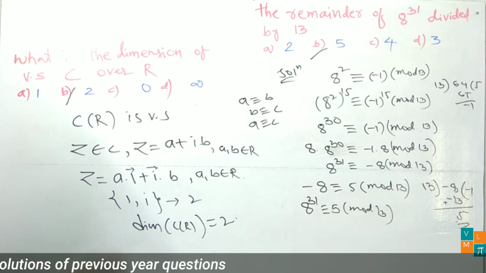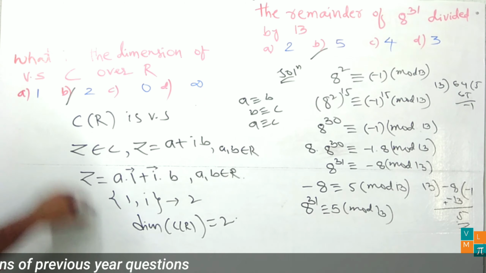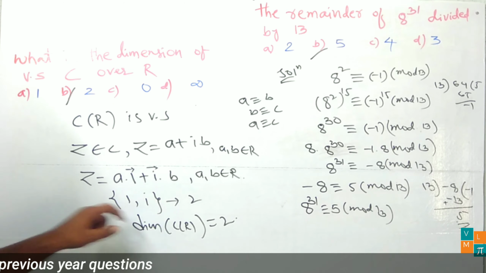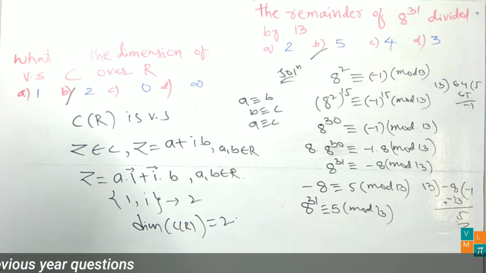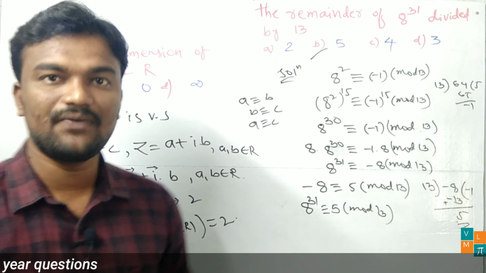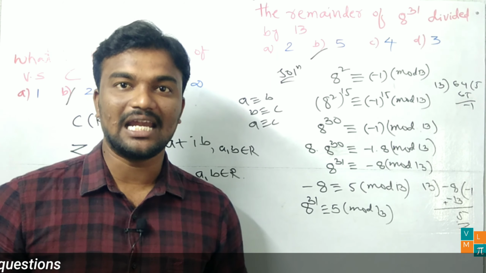Here 1 and i are the natural basis of the vector space C over R. Remember this. So these are the solutions of the CPZ previous year questions. In the next video we will discuss some more problems of CPZ and EdSET entrance examination.